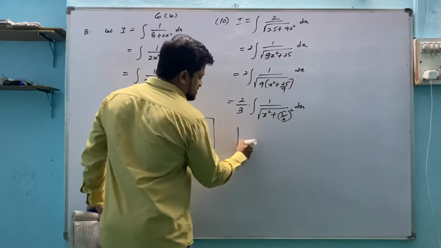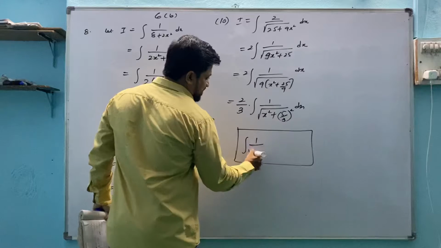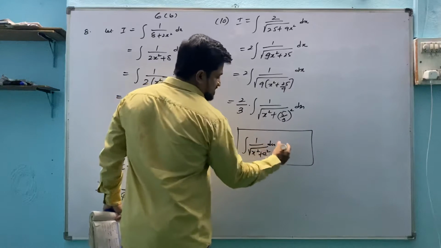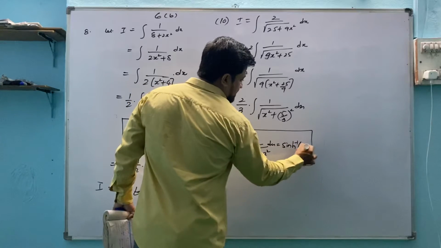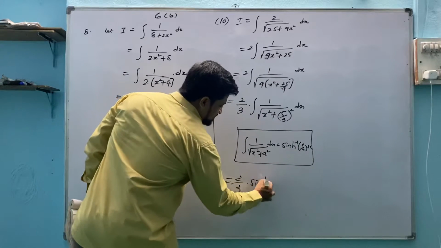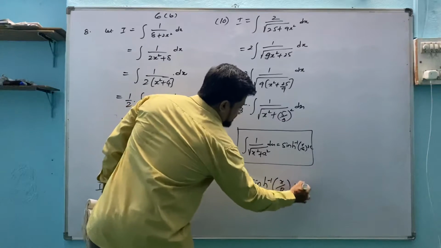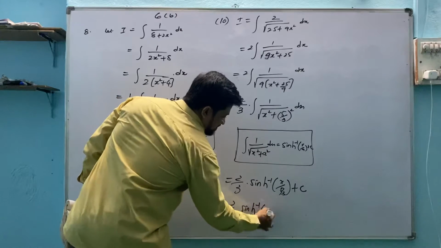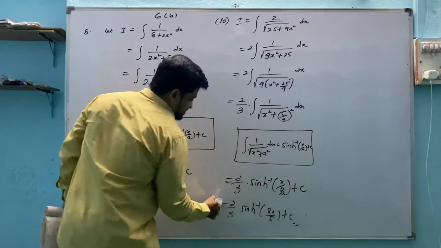Next is the formula. In which formula does it come? x square and root is there. So the number is a square. 1 by root of x square plus a square is sinh inverse x by a plus c. So 2 by 3 into sinh inverse x by a plus c. Now 2 by 3 sinh inverse, this 3 comes to the numerator, 3x by 5 plus c.